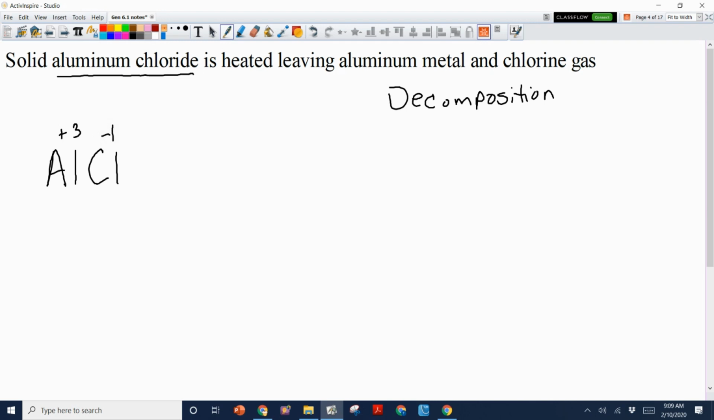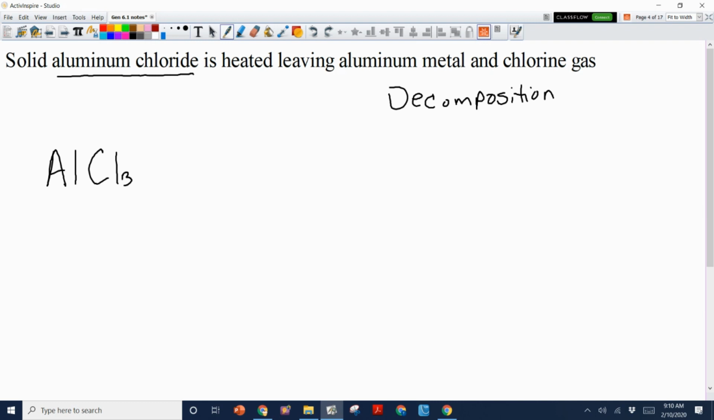In order to get a proper chemical formula for this, we have to swap and drop. So this 3 is going to come down here. This 1 is going to come down as a subscript, but we don't write 1s. So the formula for aluminum chloride is AlCl3. It's very, very important that you get these formulas correct, because if you don't, then the equation we write will be incorrect. You have to start off correct to end up with the correct answer.